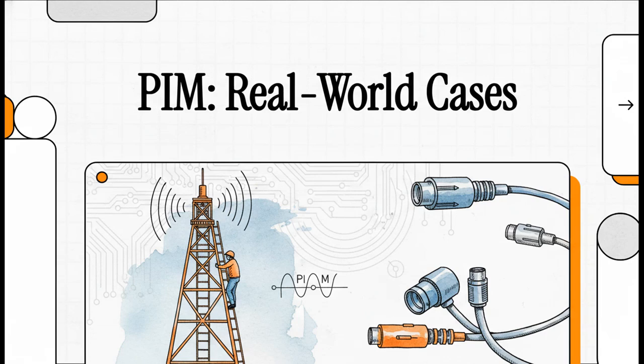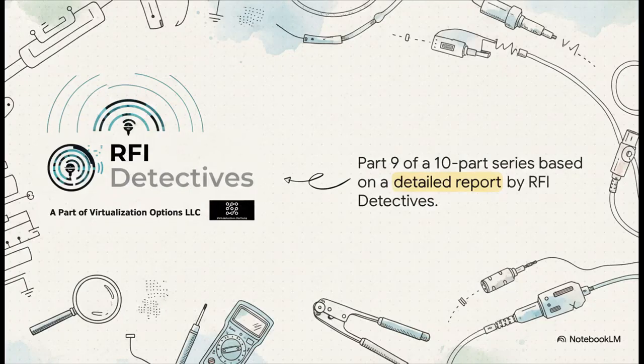Welcome! Today, we're taking all that theory about passive intermodulation, that pesky interference from all the nonlinear components in the RF path, and we're putting it to the test. We're going to see how those principles we've covered actually play out when you're up on a tower or at a site.